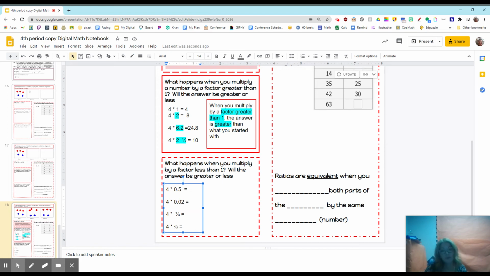4 times 0.5, 0.5 is half, half of 4 is 2. 4 times 0.02, well, we can think of 4 times 2 is 8, and I have 2 decimal place values. I'm in the hundredths, so my answer has to be in the hundredths, so it's 8 hundredths. 4 times a fourth, that means 1/4 of 4. That means cut 4 into 4 equal sized pieces. Well, that's a 1. And then 2/5, that's going to be a messy answer. The answer is 8/5, or 1 3/5.